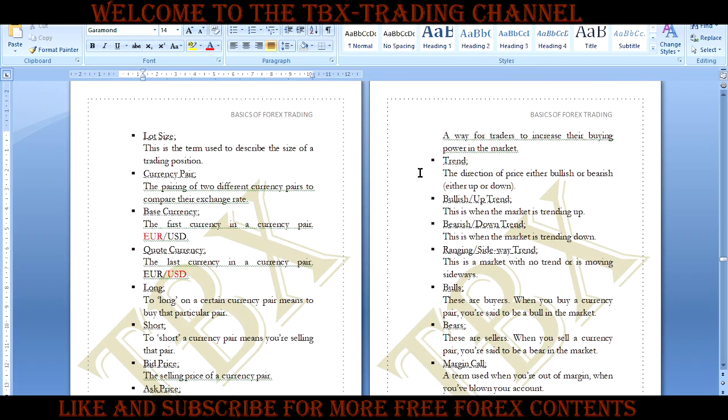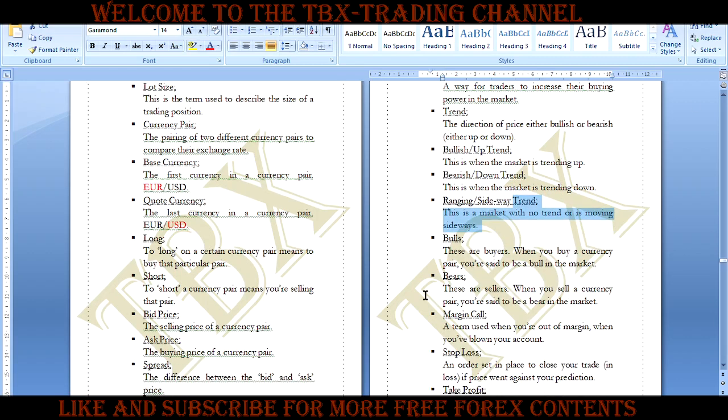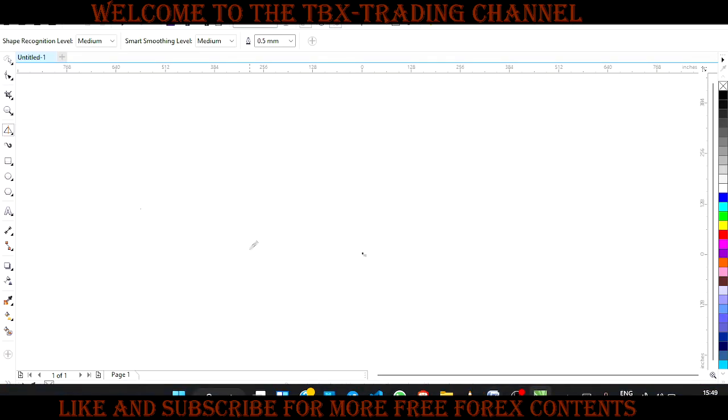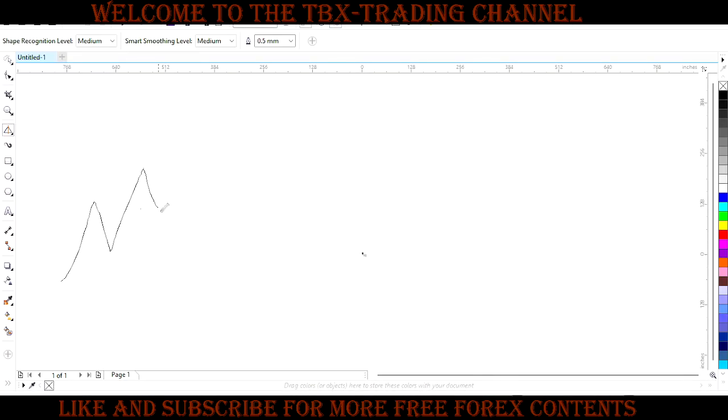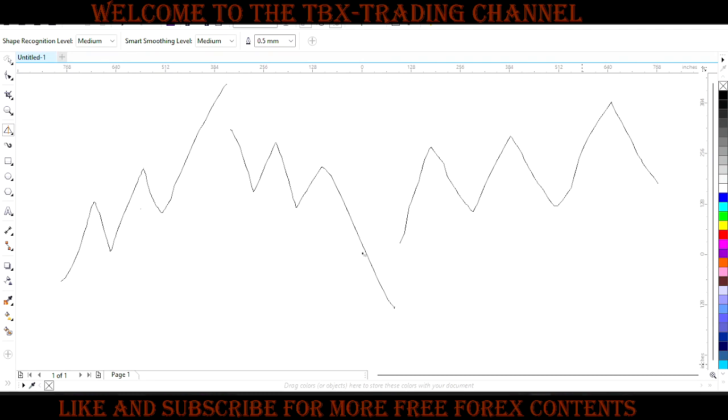We also have trend, and this is the direction of price, either bullish or bearish. We have bullish trend. This is when the direction of price is upward, that is when the price is moving up, and that's something like this. And bearish is when the price is moving down, and ranging is when price is moving sideways. Something like this is bullish, this is bearish, and this is sideways. You guys get it now.